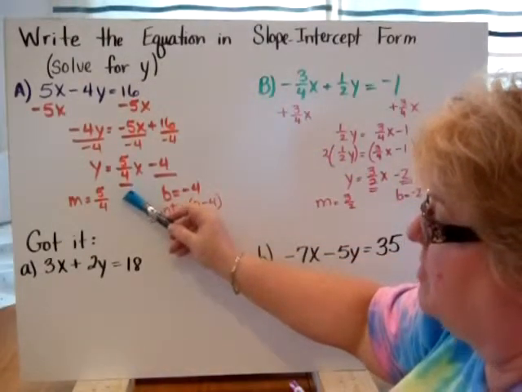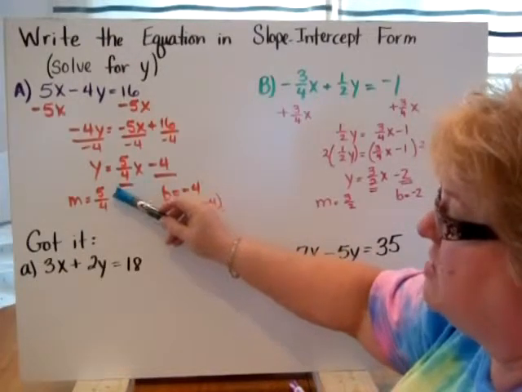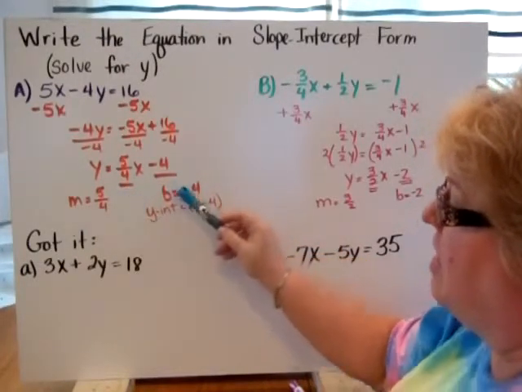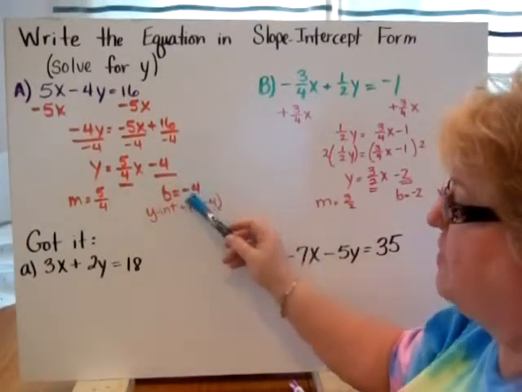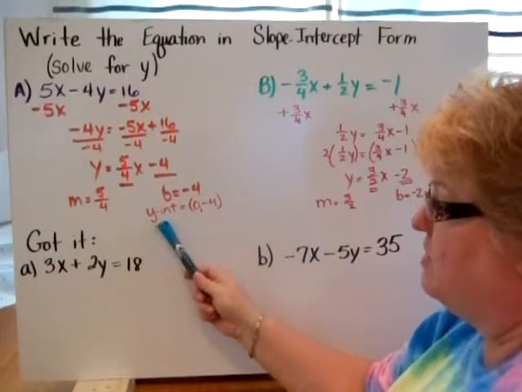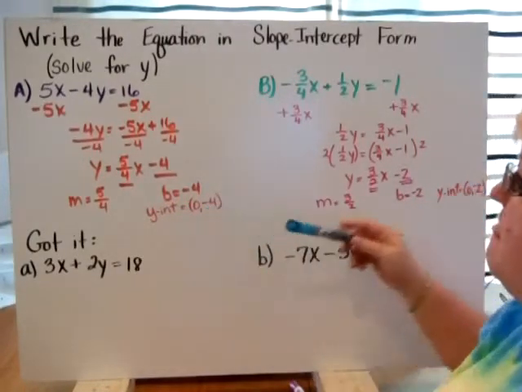This is our slope. We've solved for y, and this is the number in front of x. So our slope is 5/4. Our y-intercept, or the b, is the number by itself, which is negative 4. And the y-intercept written as a point would be (0, -4).